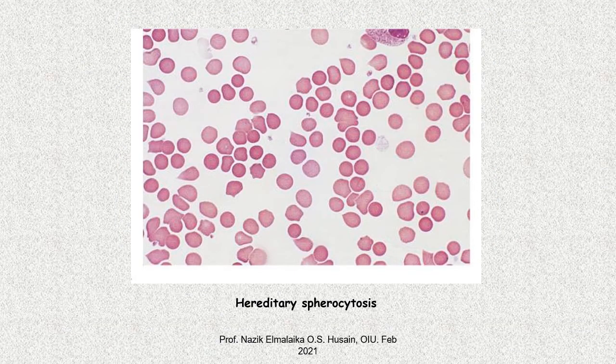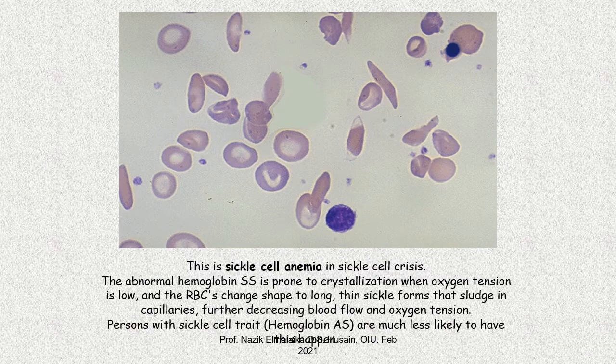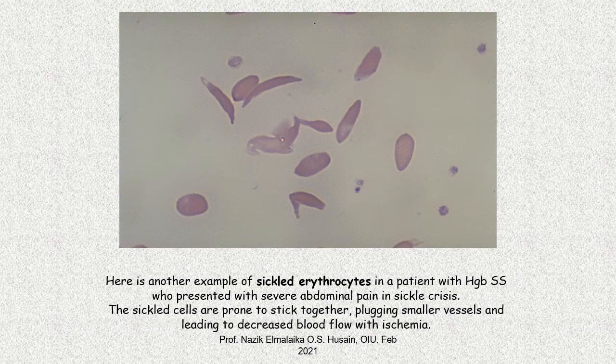The red blood cells here are rounded. This is called hereditary spherocytosis, which is an inherited disorder of the cell membrane of the red blood cell. These red cells are elongated and sharp. These are sickle cells, one of the hemoglobinopathies. Sickle cells are also elongated and curved.